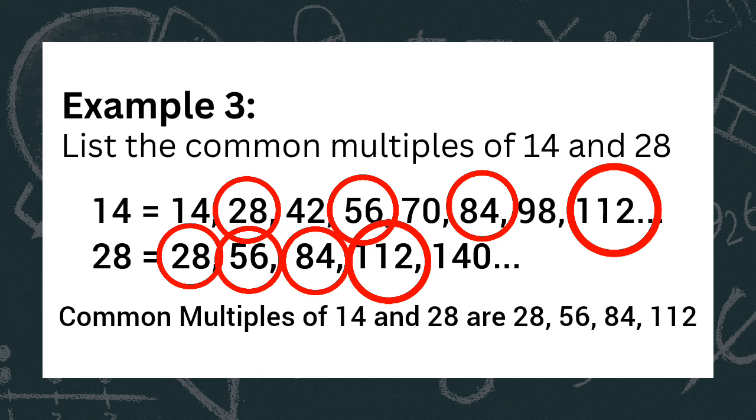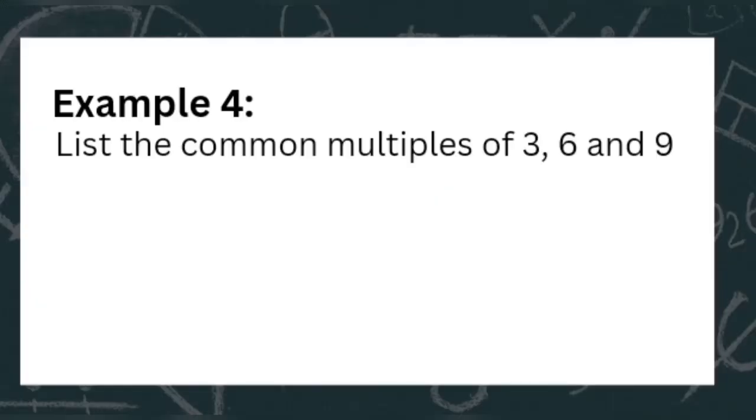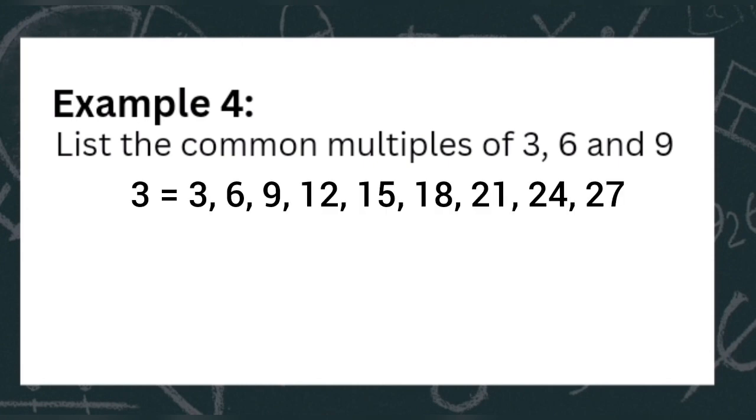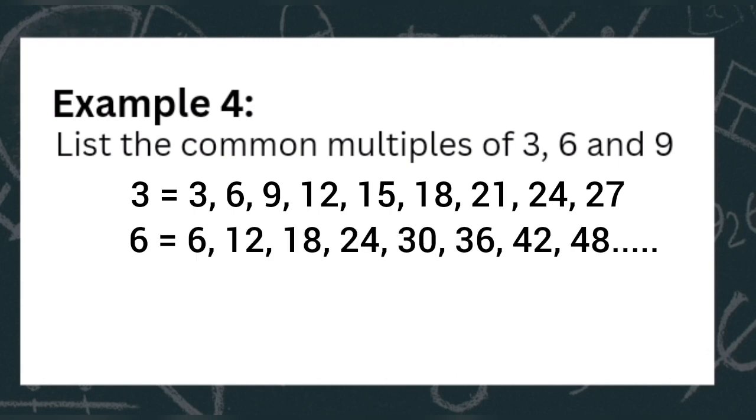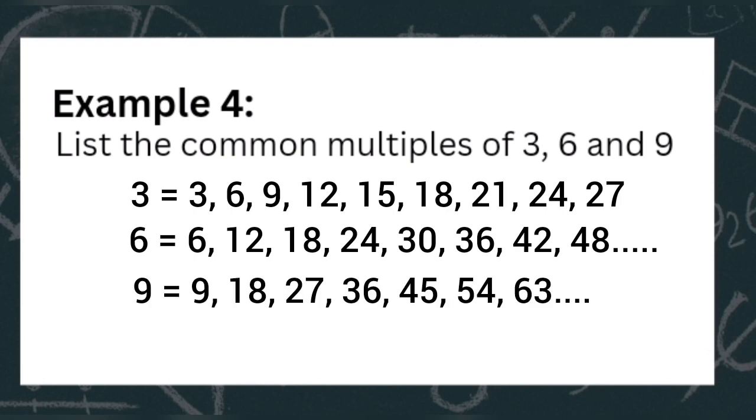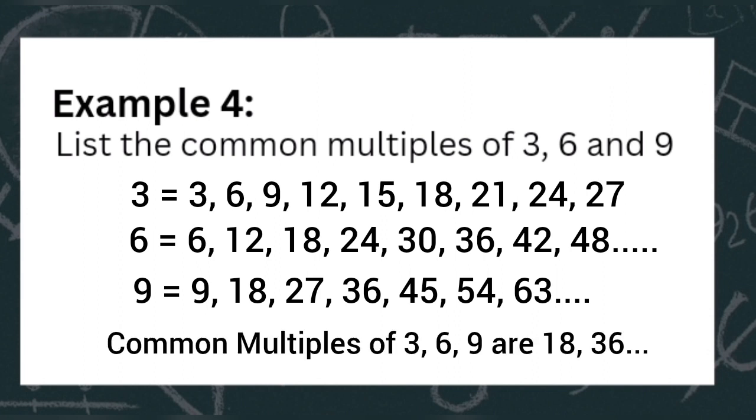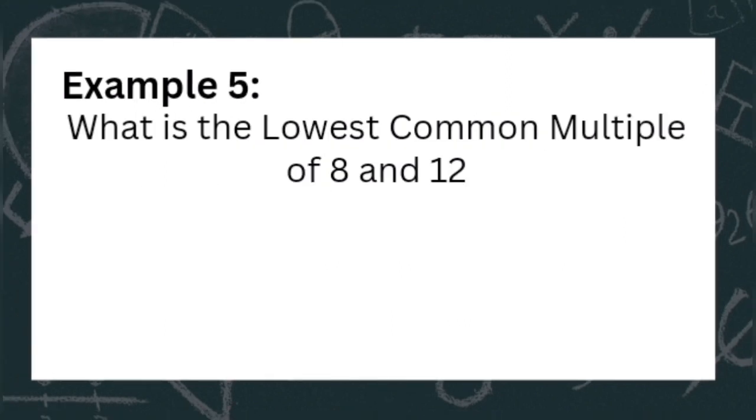Alright, we move to example 4. List the common multiples of 3, 6, and 9. The multiples of 3 are listed here: 3, 6, 9, 12, and so on. Multiples of 6: 6, 12, 18, 24, and so on. Multiples of 9: 9, 18, 27, and so on. Looking at the list we have here, the common multiples are 18, 36. 18 and 36.